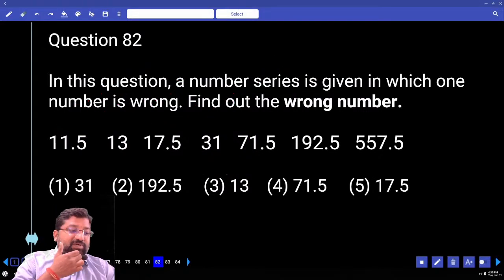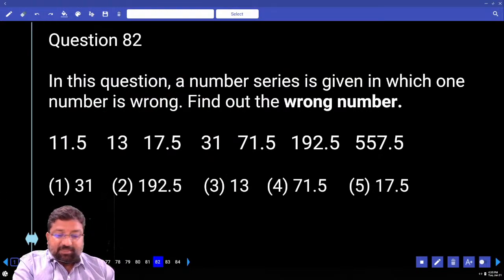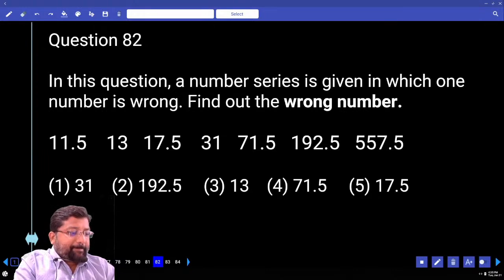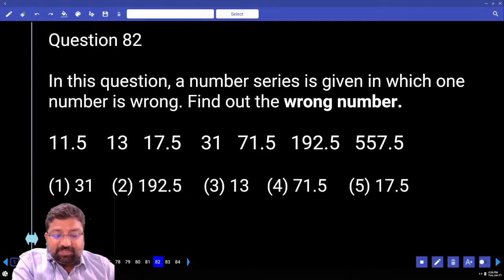Question 82. Now come on, tell me whether this is increasing or decreasing. Shall I go with the differences? Or shall I go for product? If you go with product, what number will you multiply and where will you start?